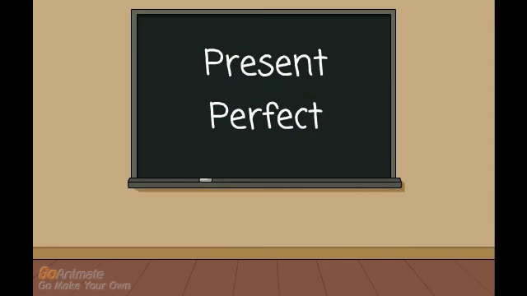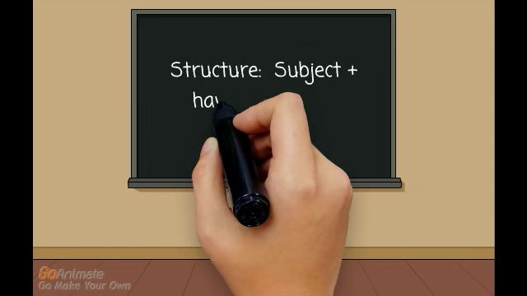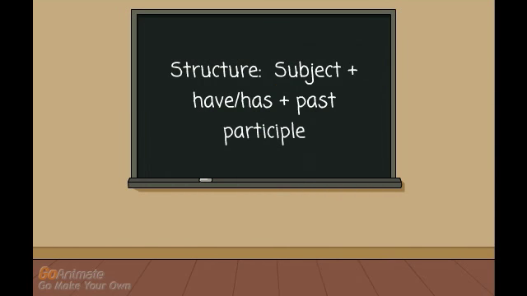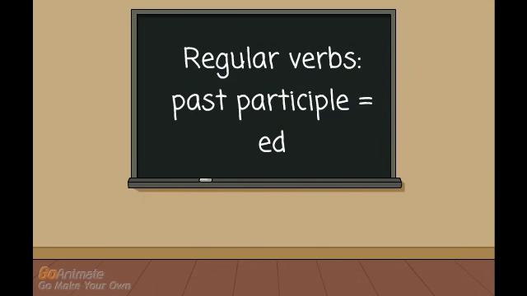Here's a short explanation of the present perfect. To form the present perfect, all you have to do is to use the subject plus the auxiliary to have, have or has, and the past participle of the verb. For regular verbs, all you have to do to form the past participle is to add -ed to the verb, just like you normally would for the simple past.